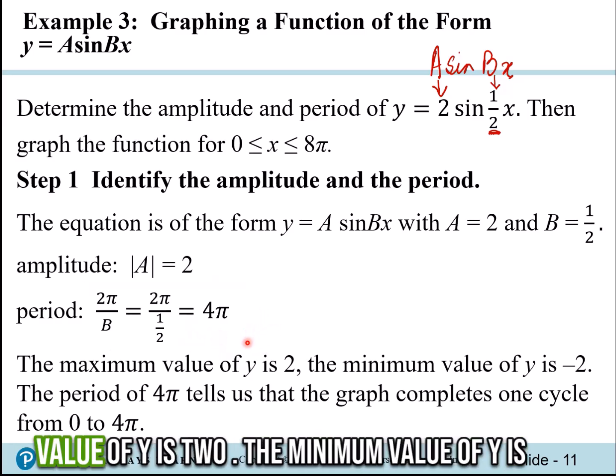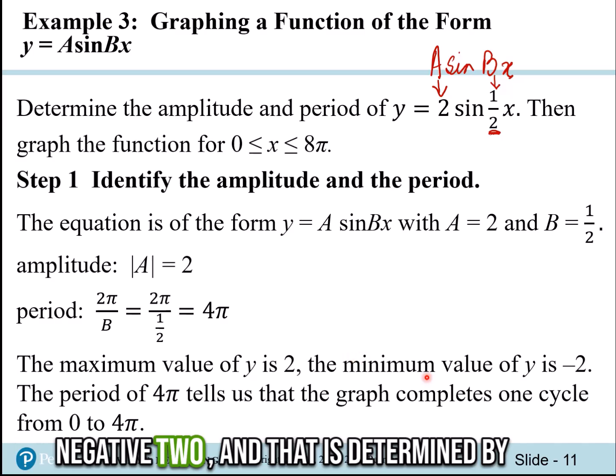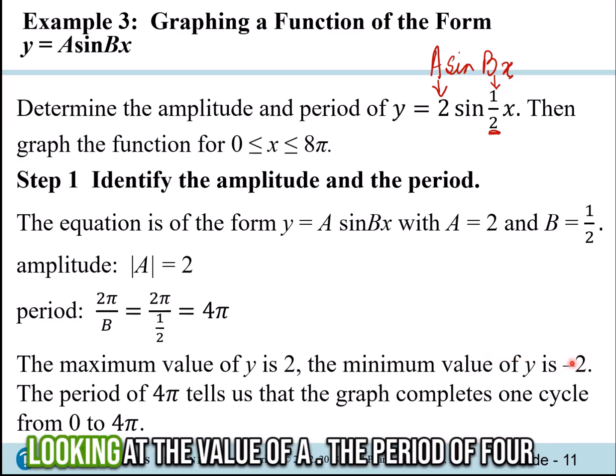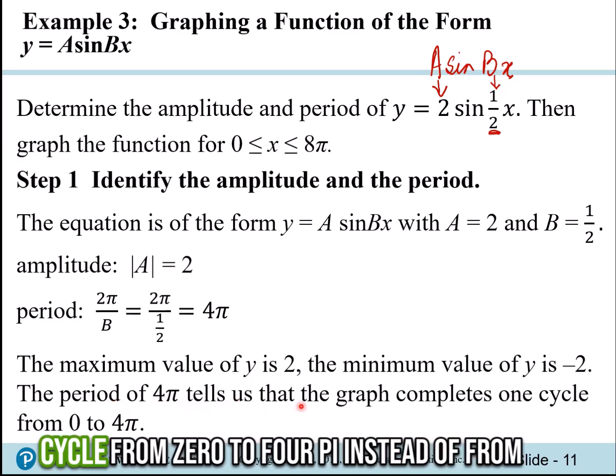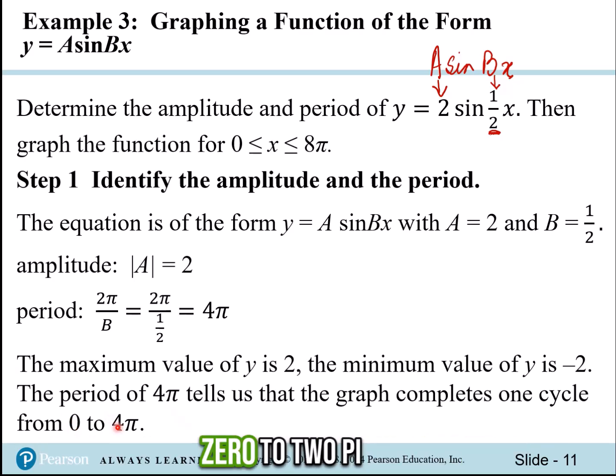Therefore, the maximum value of y is 2. The minimum value of y is -2, and that is determined by looking at the value of a. The period of 4 pi tells us that the graph completes one cycle from 0 to 4 pi instead of from 0 to 2 pi.